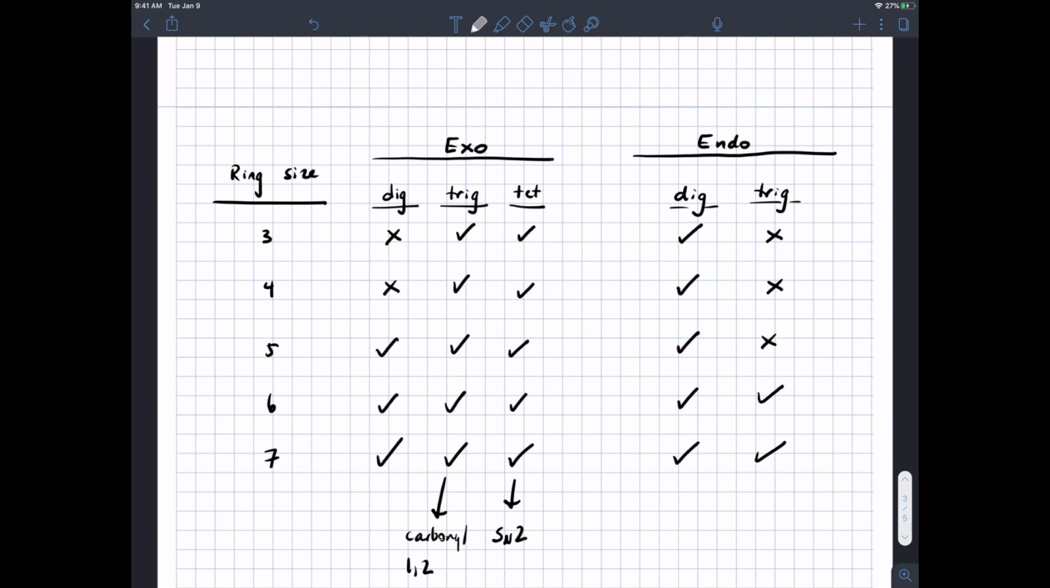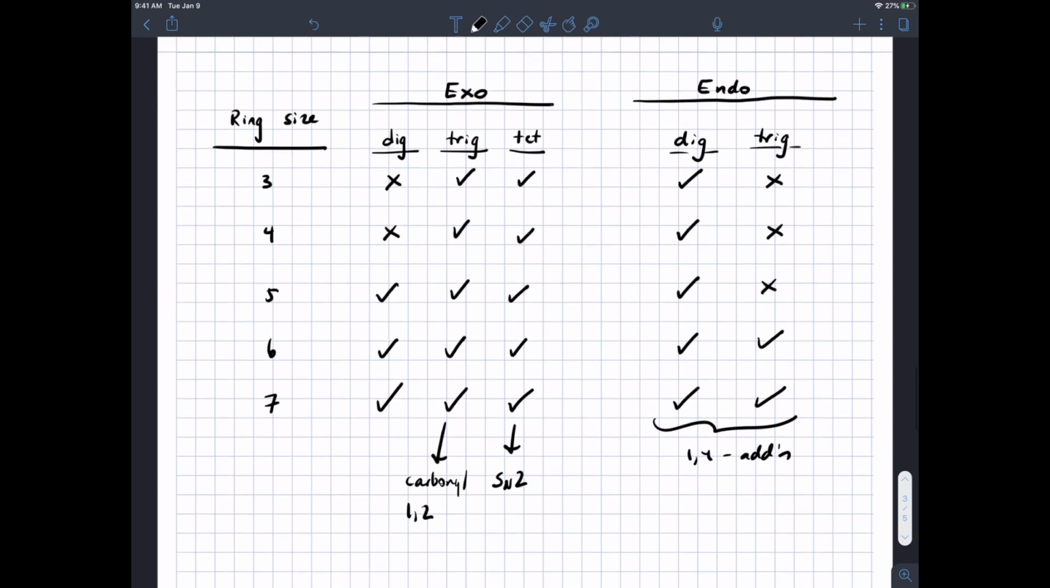So the text points out that these are rules of thumb. They're based on empirical observations. There are plenty of exceptions. There's nothing really theoretical that says that this has to be the way it is. But you will still hear scientists, synthetic organic chemists, talk about cyclization reactions, and they'll use this nomenclature, and so it's useful for you to know what they're talking about.